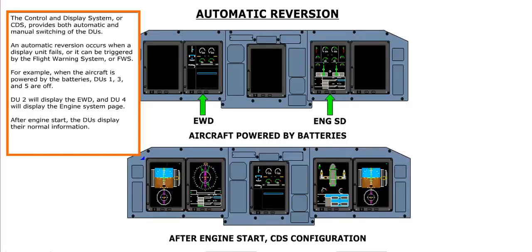The Control and Display System, or CDS, provides both automatic and manual switching of the DUs. An automatic reversion occurs when a display unit fails, or it can be triggered by the Flight Warning System, or FWS. For example, when the aircraft is powered by the batteries, DUs 1, 3, and 5 are off. DU2 will display the EWD, and DU4 will display the engine system page. After engine start, the DUs display their normal information.